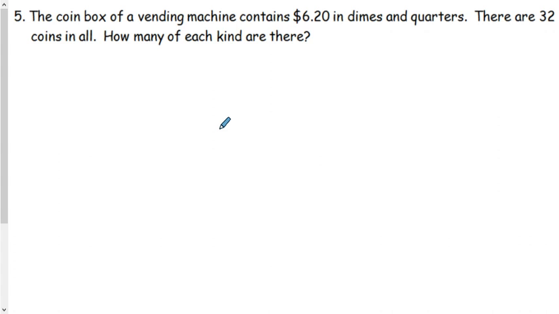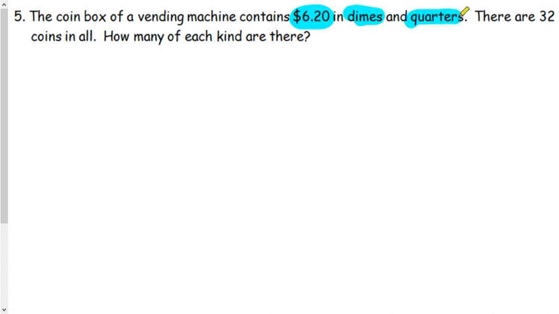Okay, you're back. Let's try this out. A coin box of a vending machine contains $6.20 in dimes and quarters. There are 32 coins in all. How much of each kind are there? Okay, so important information. Let's pick it out. The amount of money is $6.20, and that's in dimes and quarters.